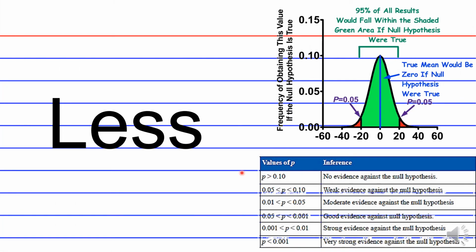All right, so basically the answer is less, okay? And so let's say the p-value is 5%, all right? And that would mean that 95% of all results would fall in the green area if H0, the null hypothesis, is true. And then, for a normal distribution, the true mean would be 0 if the null hypothesis is true. But let's say the null hypothesis is not true. The likelihood of it happening by chance is in this region right here. And so I'll give you a moment to take this in.